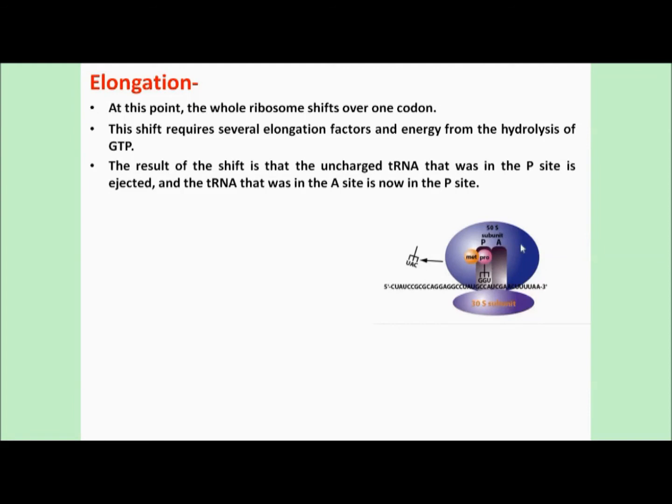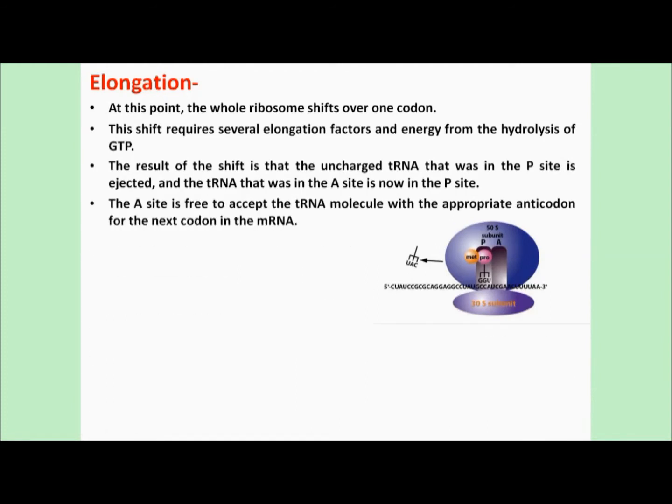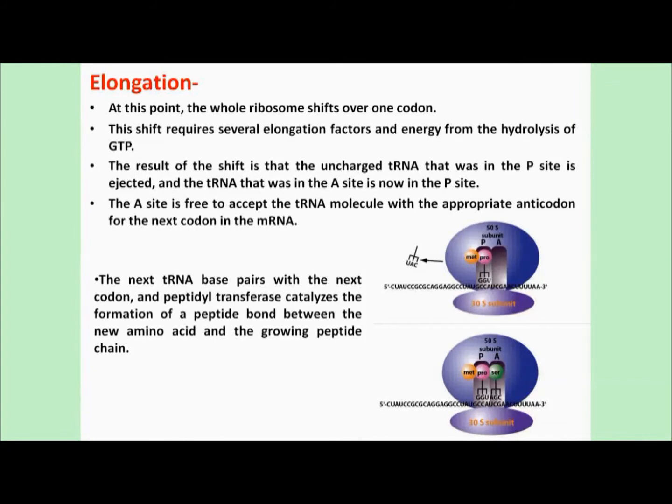Every time a tRNA comes here complementary to this mRNA strand, it adds one amino acid, and every time it gets shifted to the P site. From here the tRNA leaves the ribosome. Thus the tRNA is the carrier. So the A site is free to accept the tRNA molecule with the appropriate anticodon for the next codon of the mRNA, right? Thus the next tRNA base pairs with the next codon and peptidyl transferase catalyzes the formation of the peptide bond between the new amino acid, as well as cutting the bond between the tRNA and the amino acid, thus leaving behind the empty tRNA out of the ribosome.